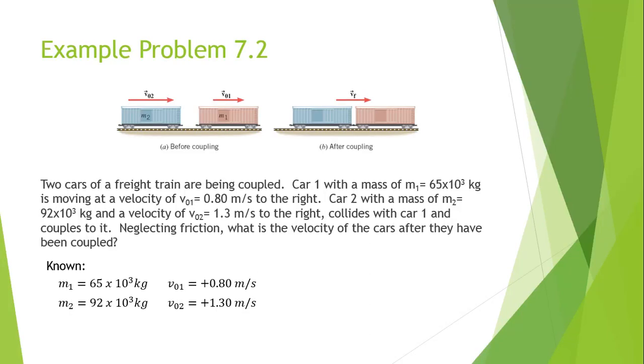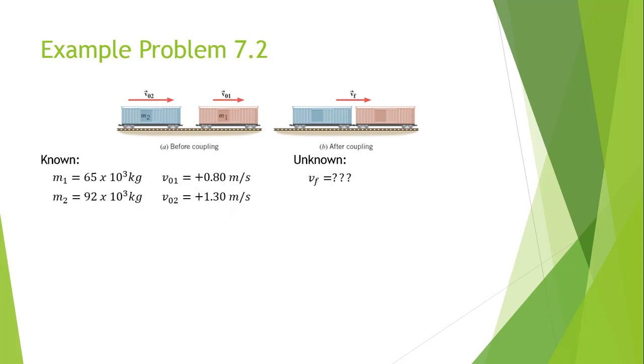So here's some known pieces of information: M1, M2, V01, and V02. The unknown piece of information is V final, but what we do know about V final is that it's the same for both cars because they've been coupled together and they're moving together. So let's apply conservation of momentum.